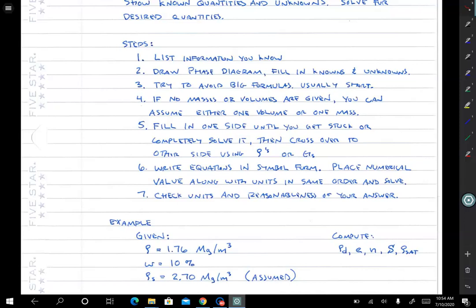So a lot of the time it's a unit issue. You've done kilograms instead of megagrams or something like that. So just do kind of a check at the end, make sure your answer is reasonable. If it's not, go back and figure out where the mistake was. So let's do an example problem.